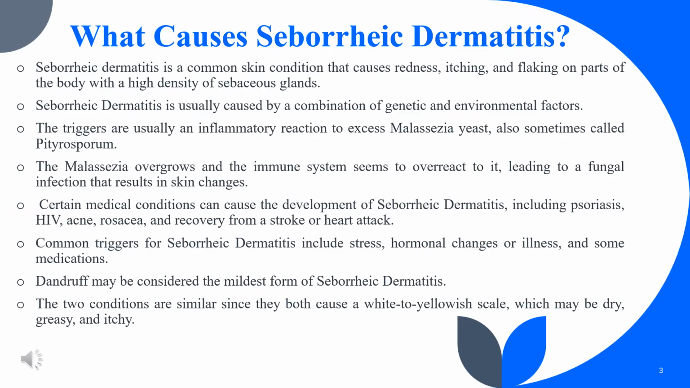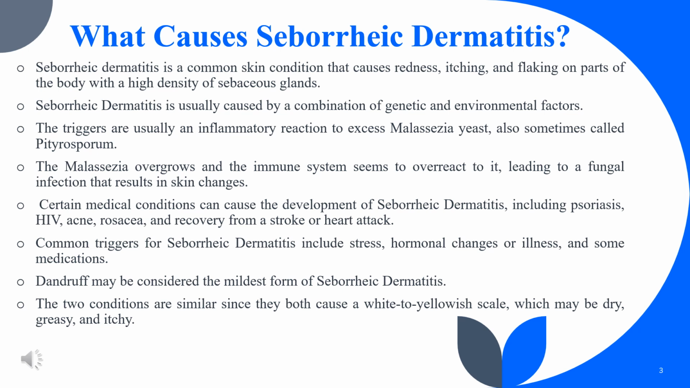What causes seborrheic dermatitis? Seborrheic dermatitis is a common skin condition that causes redness, itching, and flaking on parts of the body with a high density of sebaceous glands. This is a common skin condition that causes a scaly rash on oily areas of the body. Seborrheic dermatitis is usually caused by a combination of genetic and environmental factors.